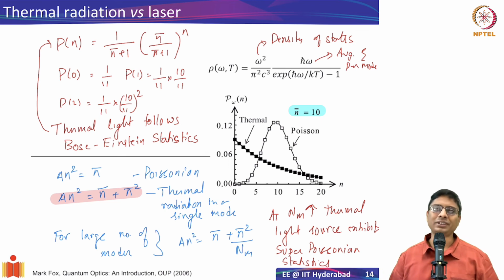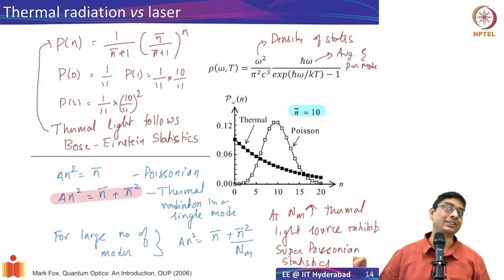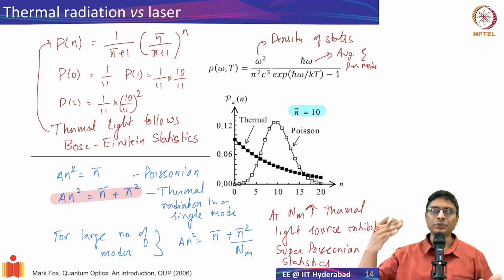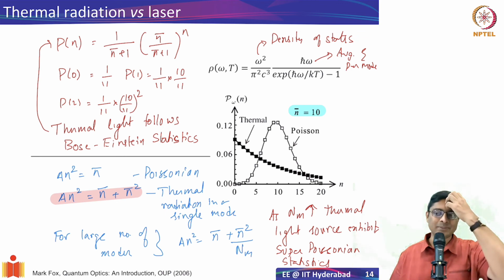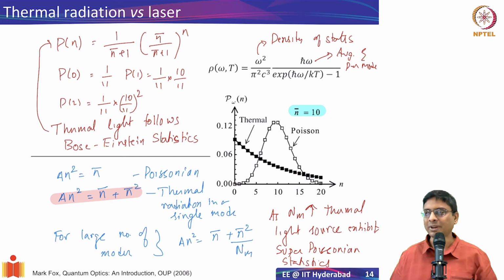But for a Super-Poissonian thermal light, it is basically average plus average square. There are two terms. The second term sort of goes to smaller values as the number of modes increases. That's it. Just a bit of information you can keep in the back of your mind. All right, so this is about thermal radiation and comparison with the Poissonian case.